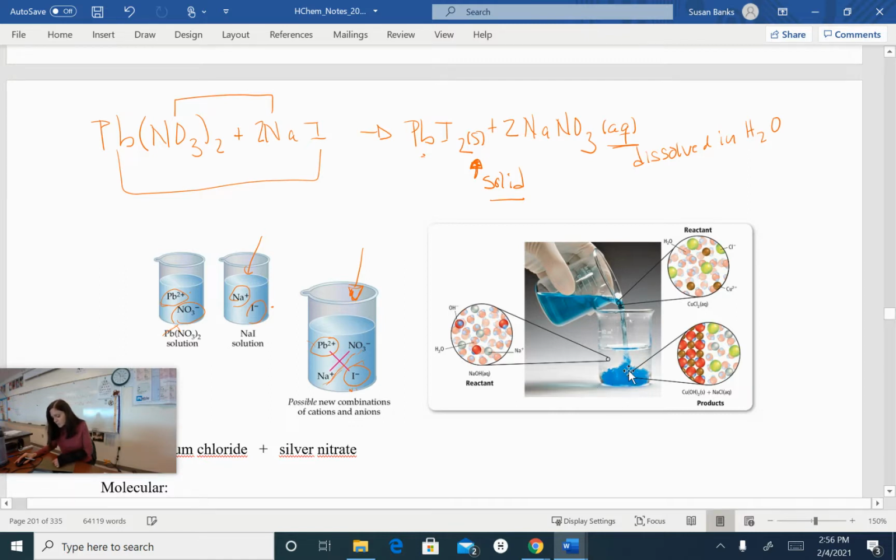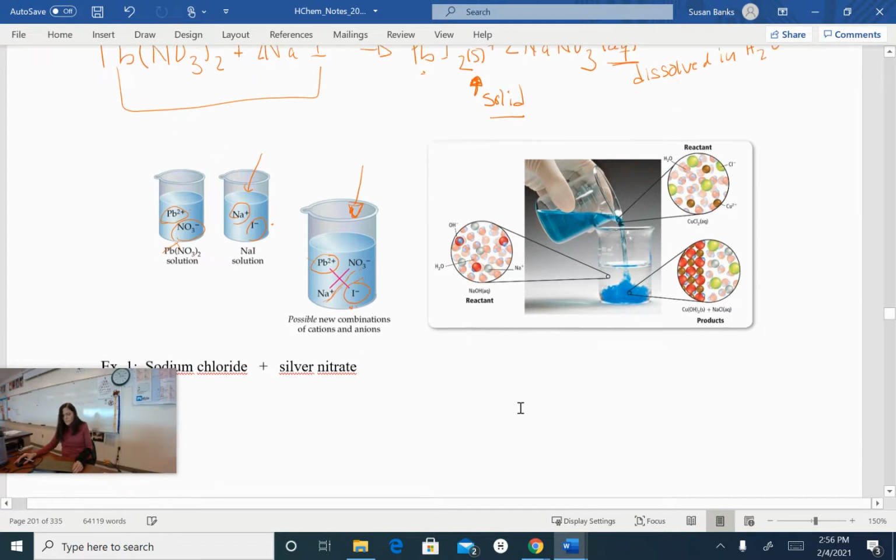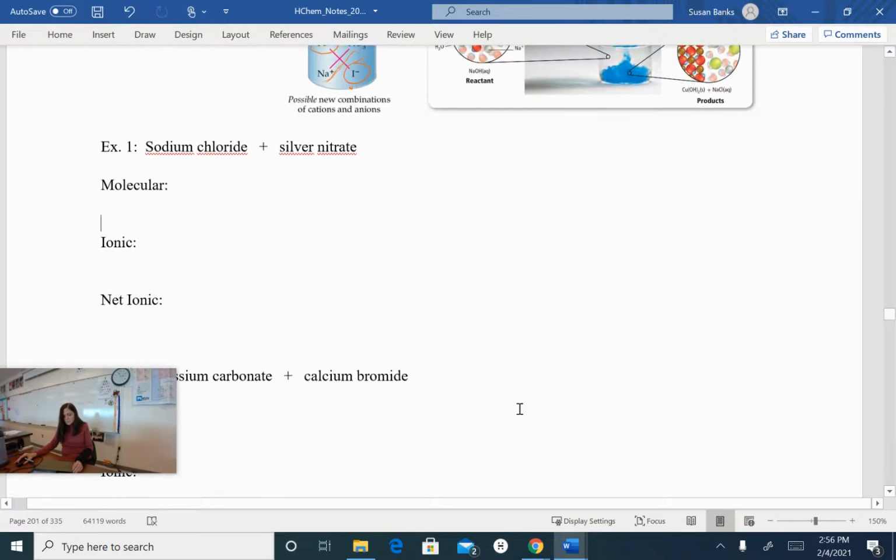Notice we get this blue precipitate here. That's going to be solid. And then the sodium and the chlorides are going to be off in solution. Okay? So let's do another example here.